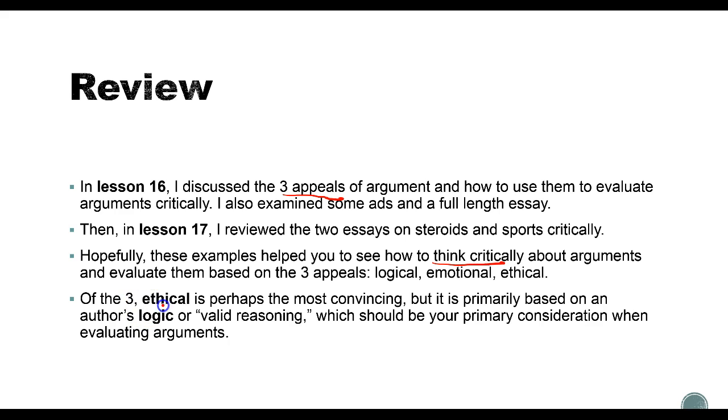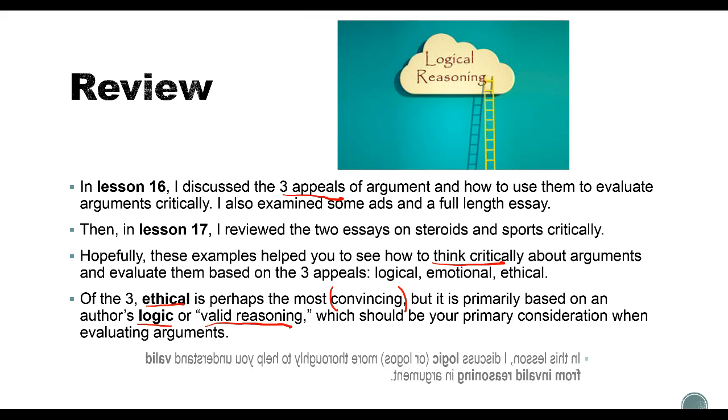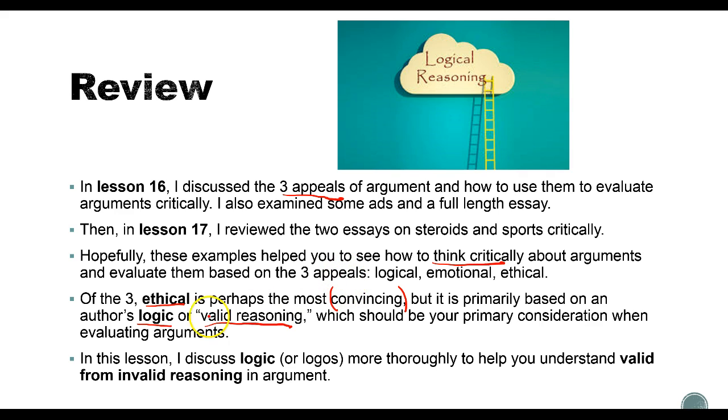Of the 3 appeals, ethical is probably the most convincing, right? That's really the underlying current that you're looking for: do I trust this author? Is the author ethical or not ethical? But the ethical appeal is based on the author's background and tone, but primarily on the author's logic, right? So if an author doesn't have that strong of a background, but does have strong logic or valid reasoning, we're more likely to believe what he or she is saying. So that should really be your primary concern when you're looking at a text: you want to think about the reasoning that an author is using and whether or not that reasoning is valid, right? Is there a strong thesis? Does the author have enough support for that thesis? And does the author use evidence to back that thesis? In this sense, logical reasoning is primary, and that's what we're going to talk about a little bit more in this lesson, understanding valid reasoning from invalid reasoning in argument.